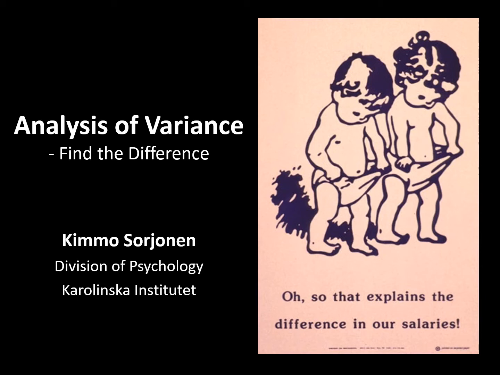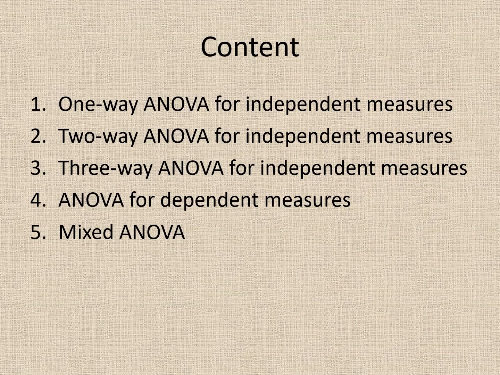Welcome to this day about analysis of variance, ANOVA, and I put together content like this. 5 different headings here. So we start off with ANOVA for independent measures. That means we have only one value each for each individual on the dependent variable. So it's not repeated measures. That's what the word independent there refers to.